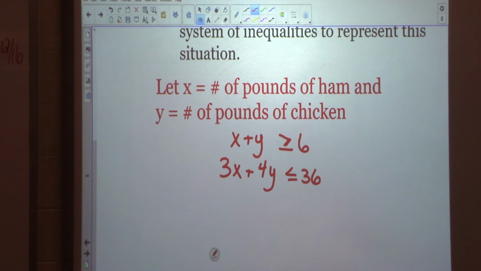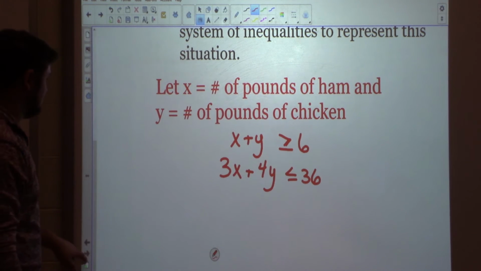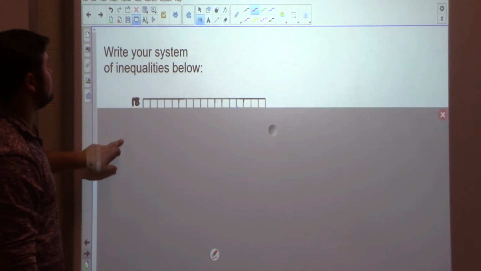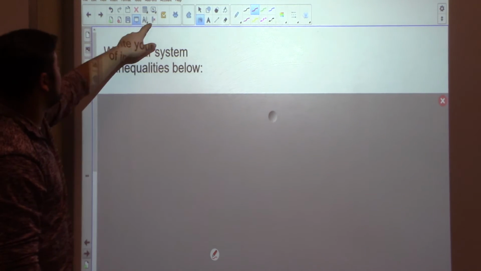Does everyone understand how we got those inequalities? Yes, sir. Alright. So should we try and do a graph or something? Maybe. Alright. Oh, I think we have it up here already for us. I want to do it.